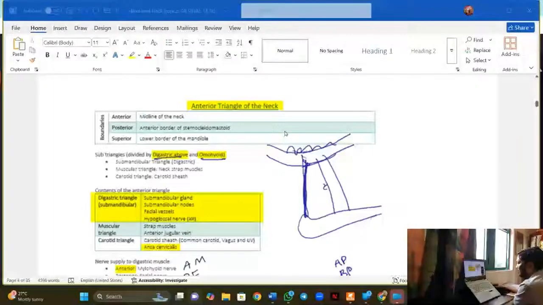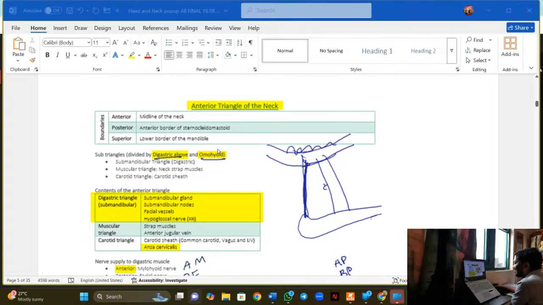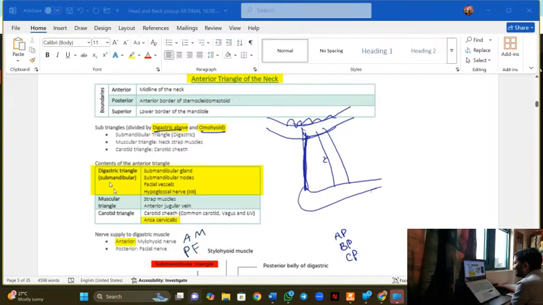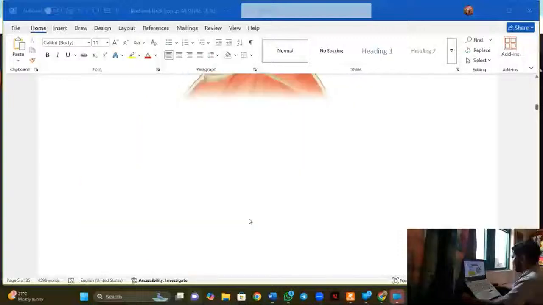The neck is divided into the anterior triangle of the neck. It has both right and left sides, divided by the midline anteriorly, and superiorly by the lower border of the mandible. The digastric and mylohyoid divide it into subtriangles. Submandibular or digastric triangle, we have already seen. This is the carotid triangle and back, posterior.